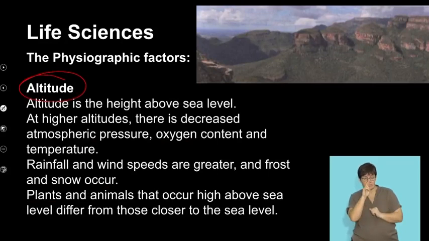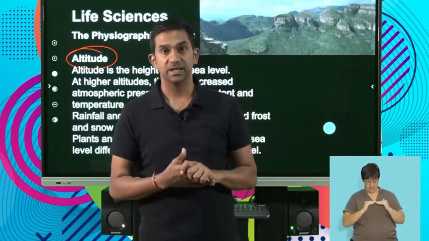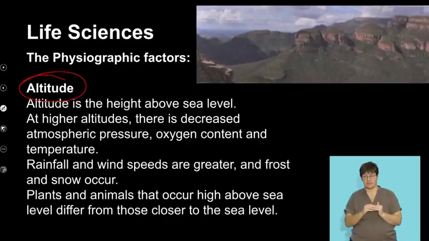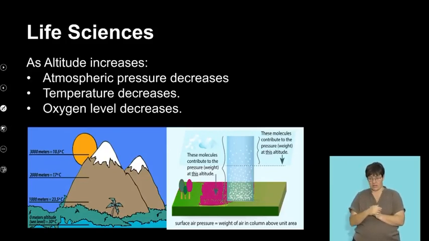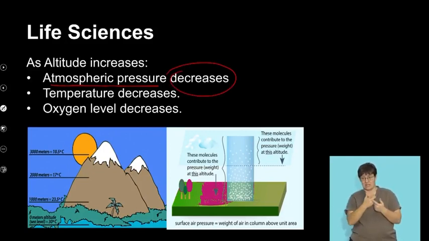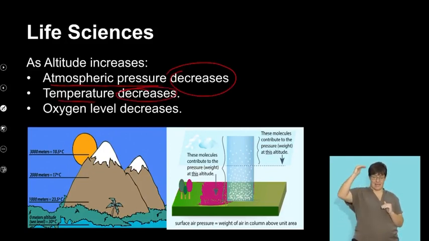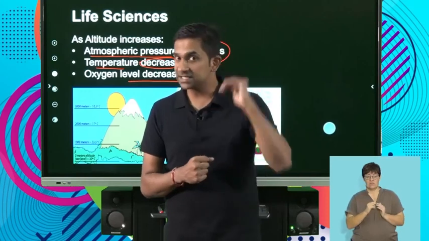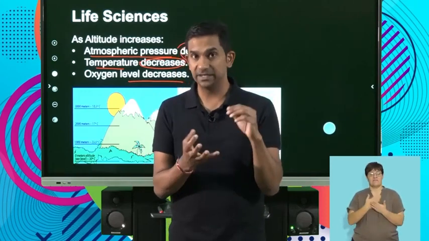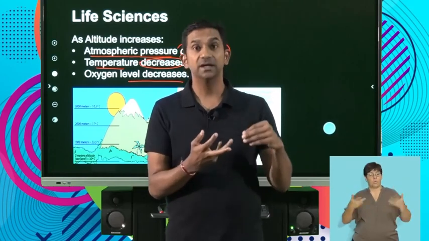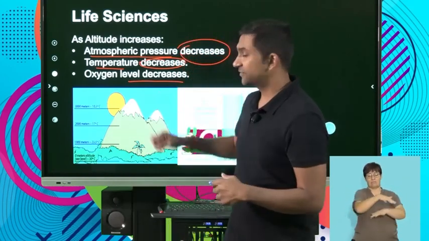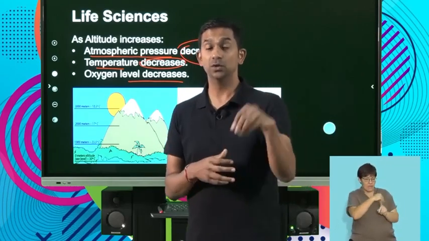The last factor we look at is altitude, and altitude is the height above sea level. What we know about altitude is that as altitude changes, it affects the atmospheric pressure, the temperature decreases, as well as the oxygen levels decrease. So as altitude increases, it's going to affect the availability of oxygen, it's going to be much cooler, and the atmospheric pressure will be different. In turn, this means that all other living organisms inhabiting these areas will be affected.